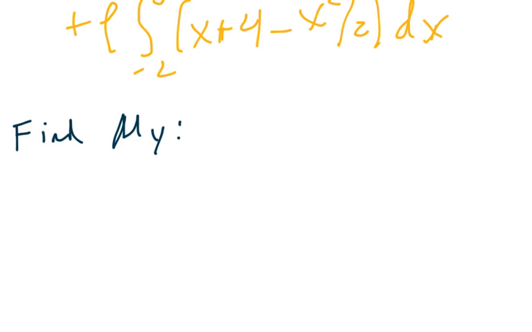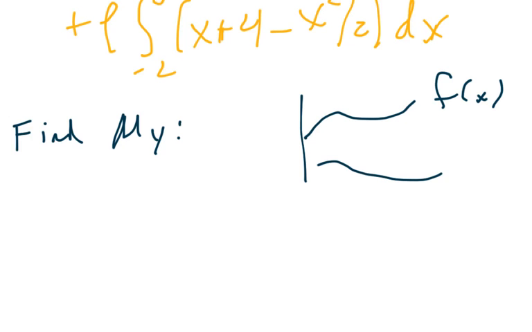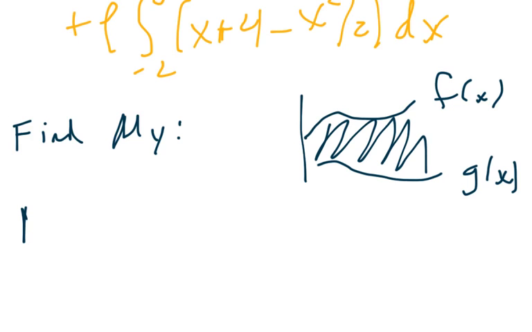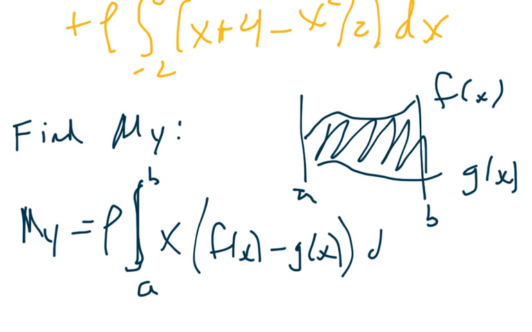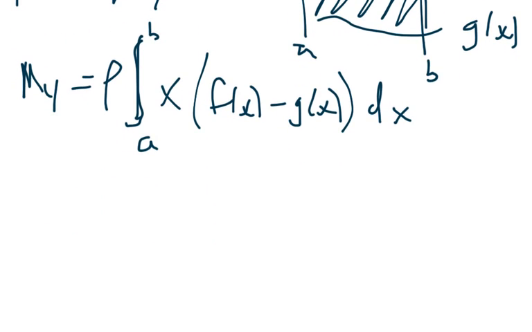Well, the equation for My, if we have some curve f of x here, some other curve g of x here, and this is our region, we have My is equal to rho, if this is a and this is b, integral a to b of x times f of x minus g of x dx. So here we're going to have to do something because we have two different regions.